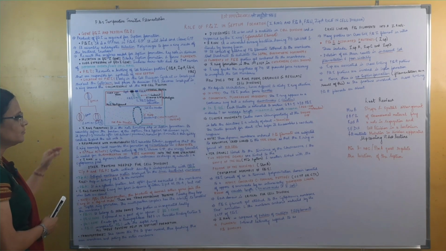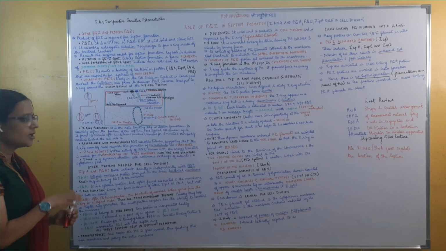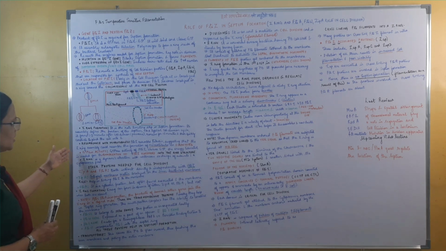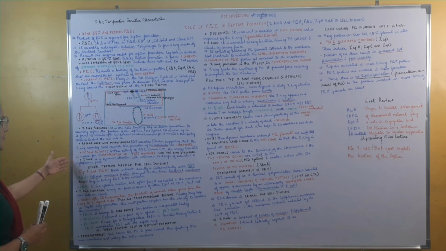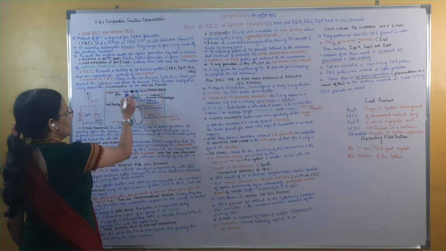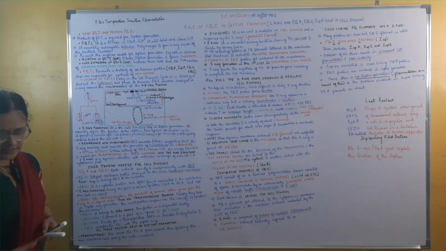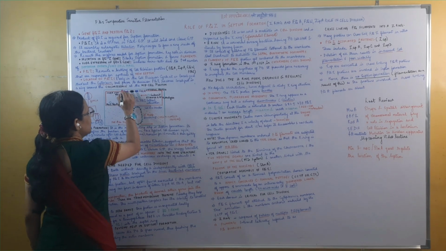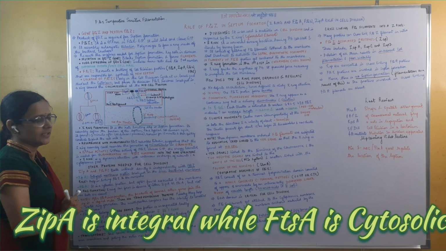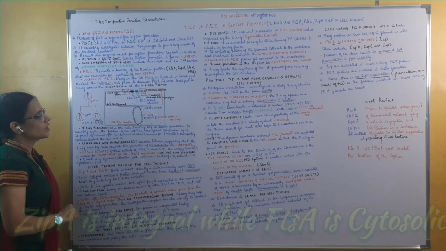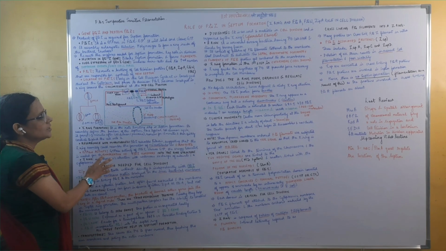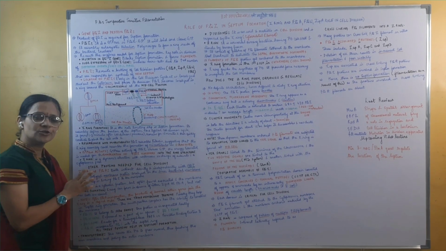So this is very simple because FtsZ, as I said, has GTPase activity. It's an enzyme. Now, along with the Z ring, you have other proteins also. As I mentioned earlier, you have ZipA and FtsA. Here in the diagram, you can see the ZipA protein, and the FtsA protein also participating in the ring formation.